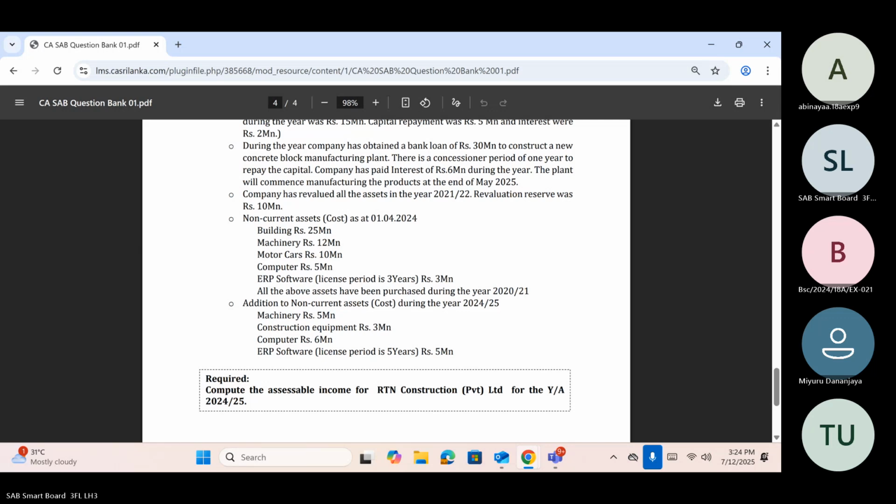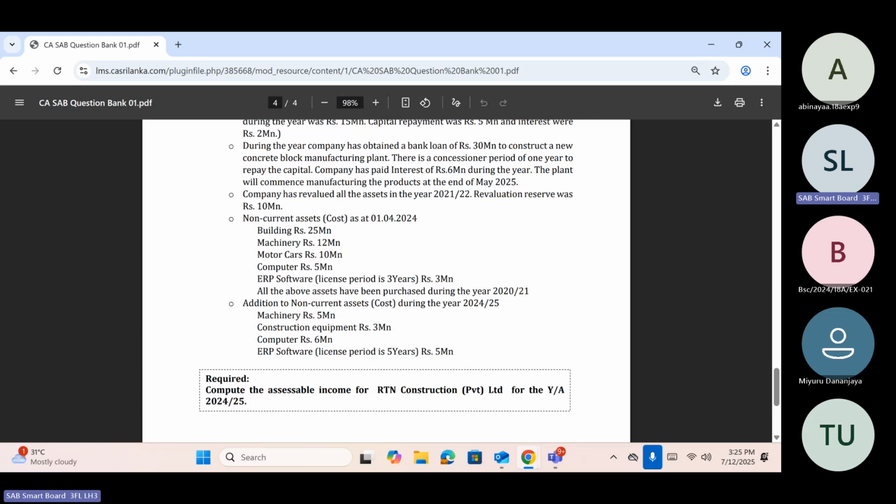Motor car, 10 million. How many years? Motor car, how many years? Traveling purpose, that is not the time to go for capital allowance. So next one.